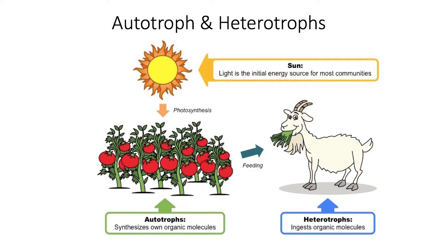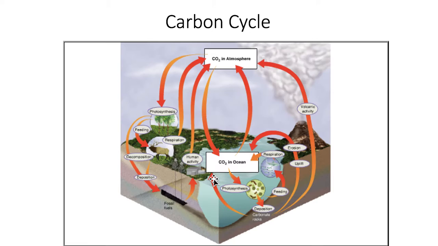Here are more autotroph-heterotroph pairs. So these tomatoes here are making organic molecules by using energy from the sun, and those organic molecules include glucose. The goat on the right-hand side is a heterotroph because it can't make its own glucose. It gets its glucose by consuming the tomato plant.